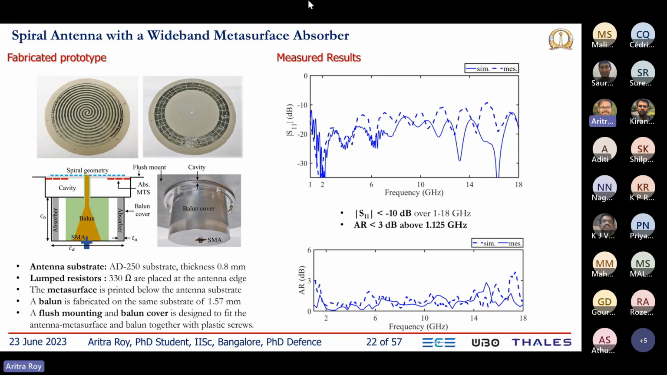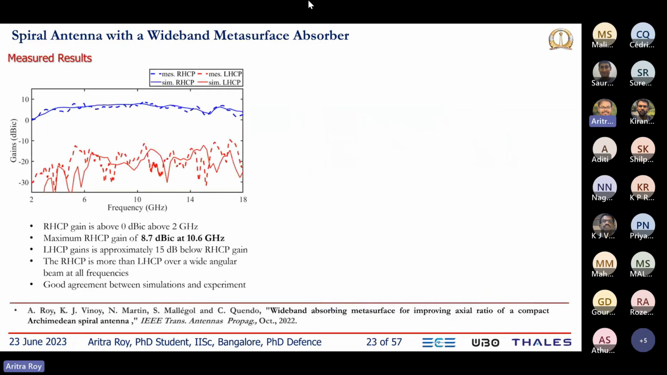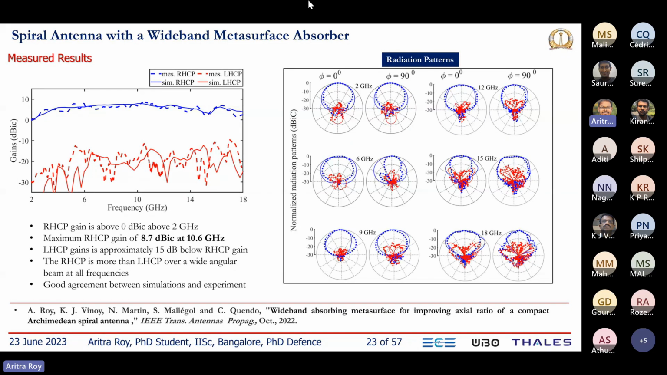In the measurement, we achieved good S11 throughout 1 to 18 gigahertz. We had a circular polarization response from 1.1 to 5 gigahertz. We measured the antenna gain, where we achieved a maximum gain of 8.7 dBIC. Here are the radiation patterns for different frequencies for different principal planes, where we can say that the RHCP radiation is present over a wide angular beamwidth.